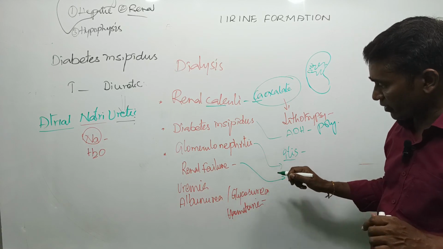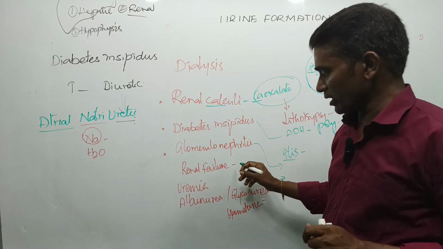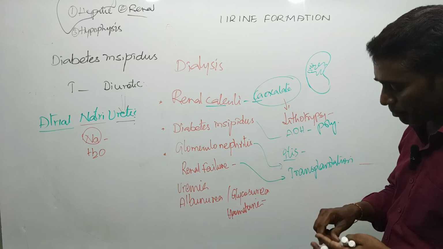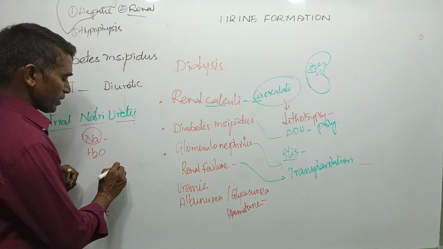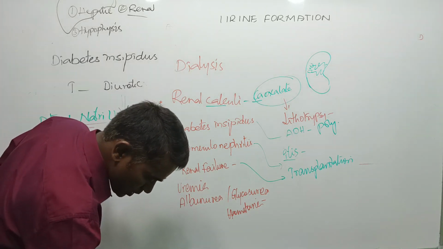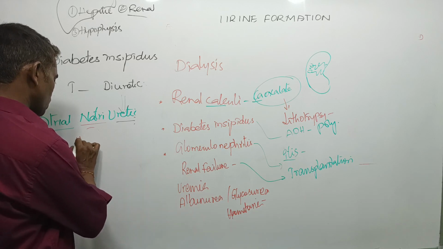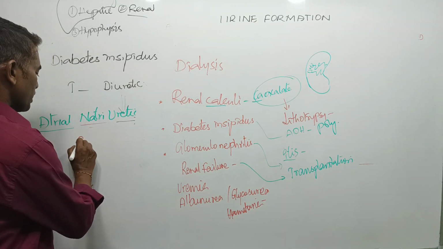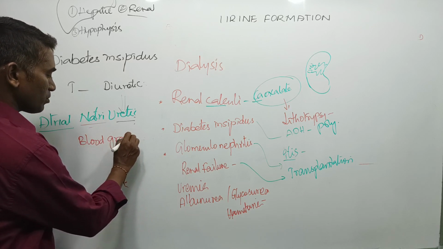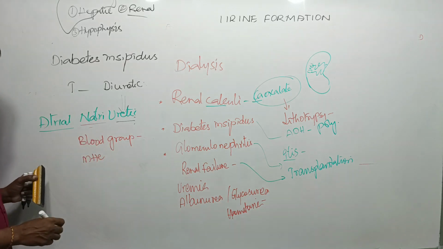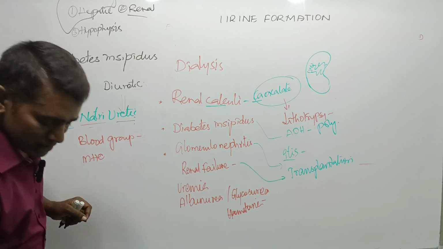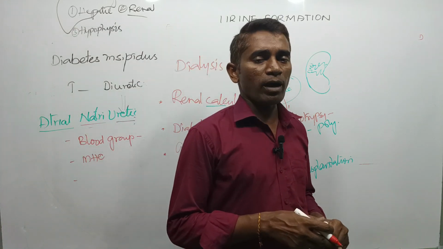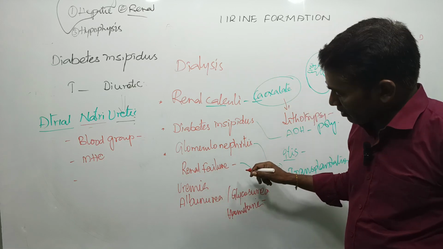Renal failure: whenever the kidney fails to discharge its function to filter blood, it is said to be renal failure. This requires transplantation. In order to carry out a transplantation, there must be compatibility: first, the blood group must be the same between the donor and recipient, otherwise host versus graft. If the blood group is the same, there should again be matching with respect to the major histocompatibility complex, MHC. Then the donor should be free from diseases and emotional imbalances, etc. Then only it will be carried further.